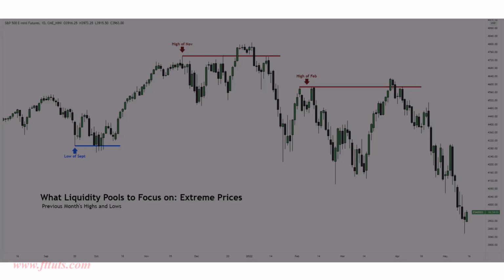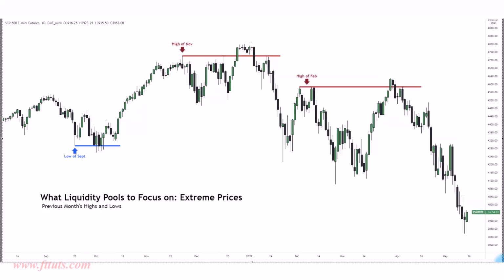And a little tip for you guys: when it comes to liquidity pools on the daily chart, you want to make sure that the liquidity pools you're using have space and time between them. So what do I mean? If you look at this purge right here, you want to make sure that this area right here has space and time, which tells us that there's time for liquidity to accumulate above this high.